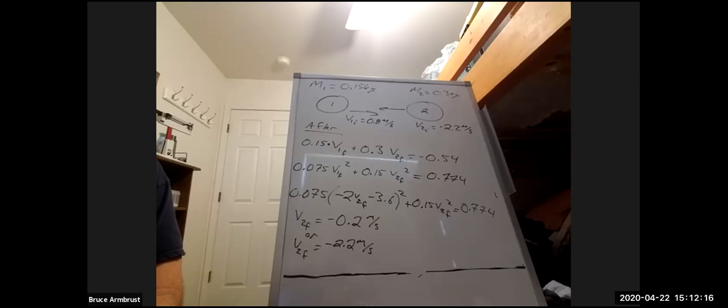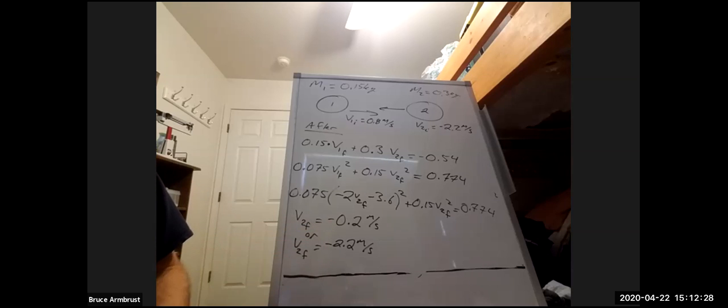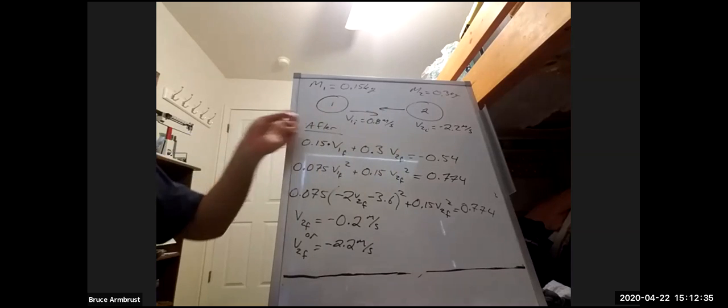Okay, so Victor, you said the negative 0.2 makes sense because the mass of the second is bigger, so it makes sense that it would continue. And yeah, they're both going to actually continue in the same direction because they're negative. But you're right. It does make sense that number 2 should be continuing this way.